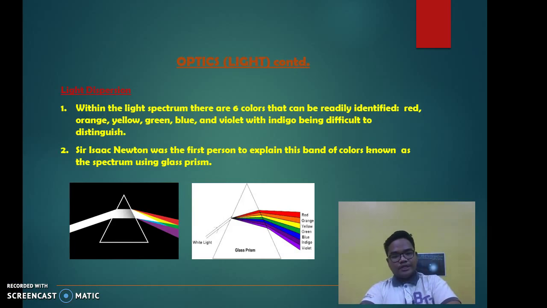Light dispersion. Within the light spectrum, there are 6 colors that can be readily identified: red, orange, yellow, green, blue, and violet, with indigo being difficult to distinguish. Sir Isaac Newton was the first person to explain this band of colors known as the spectrum using glass prism.